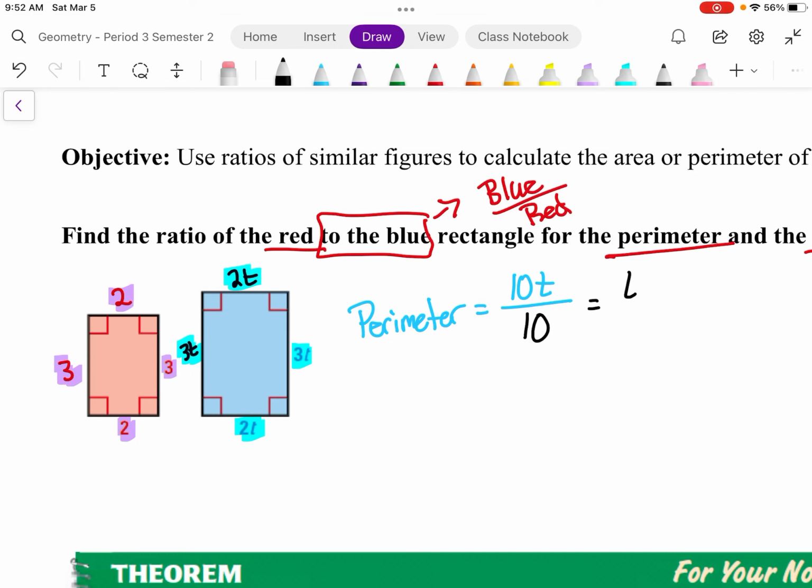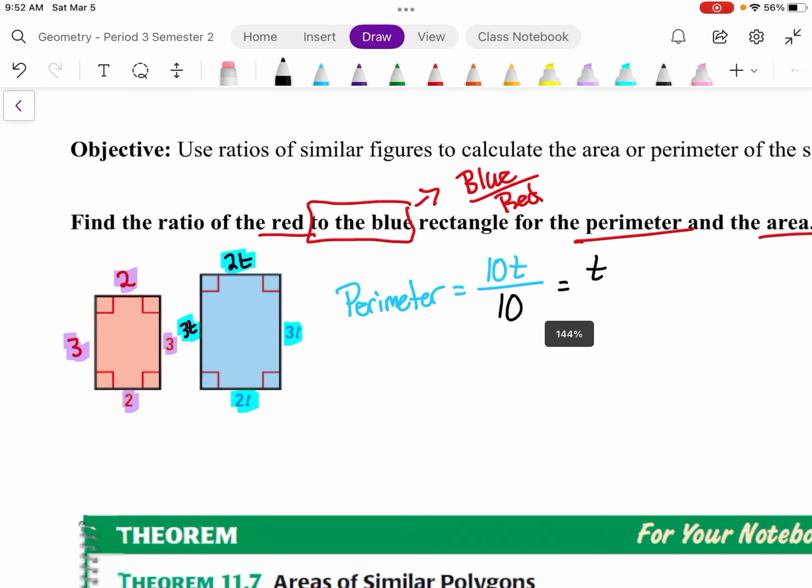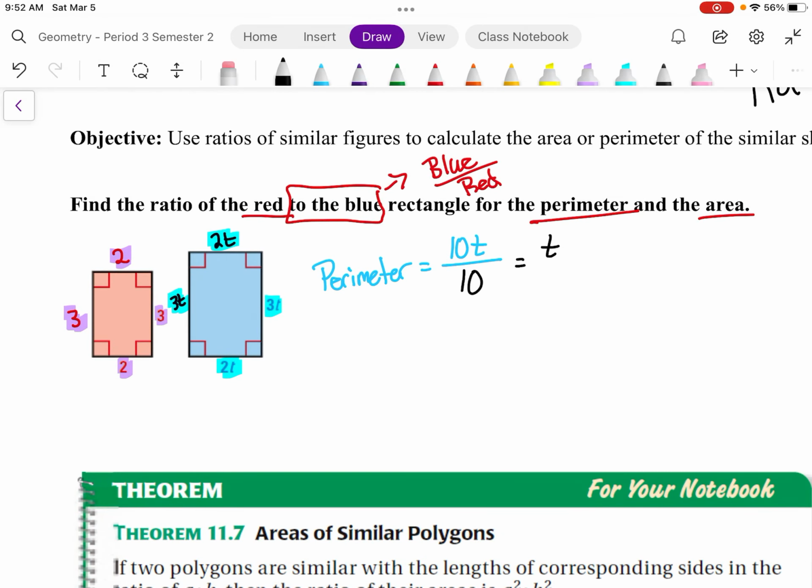So the ratio of the perimeter is just t, which is, as you notice, the variable we are multiplying by, which also would be considered our scale factor. And then if we were going to do the area of the blue shape, it would be 3t times 2t, which would be 6t squared. And then on the bottom, we would have 2 times 3 of 6.